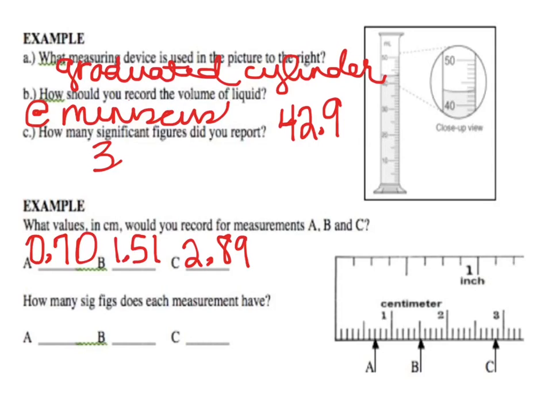So how many sig figs does each measurement have? How many do we have in A? 2. How many do we have in B? 3. How many do we have in C? 3. But they all go how many decimal places? 3 decimal places. Oh, 2 decimal places. They're all going 2 decimal places. Okay? Any questions on that? Let's see if I change this, what's going to happen if it changes.